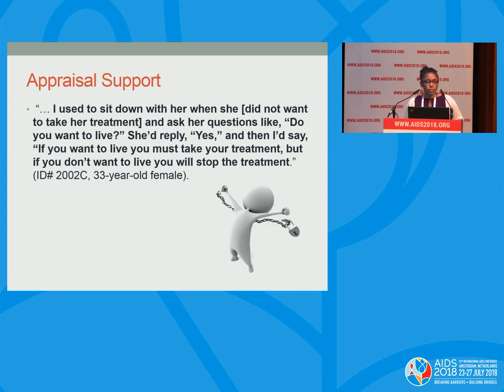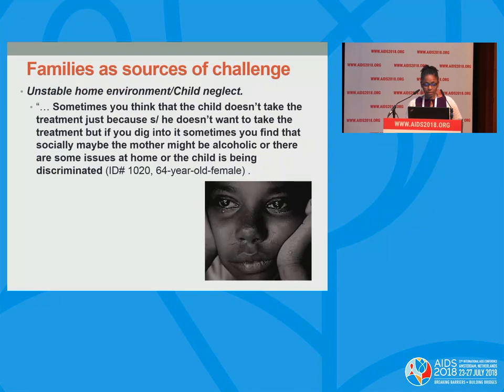Appraisal support, again, has to do with encouraging self-evaluation and reflection. And in this context, parents often talked about really reminding their youth of their autonomy, the decision that they have over their treatment. So one caregiver says, I used to sit down with her when she did not want to take her treatment and ask her questions like, do you want to live? And she replied, yes. And then I'd say, if you want to live, you must take your treatment. But if you don't want to live, you will stop the treatment. So even though she really wants her child to take the treatment, she reminded her that ultimately this is your decision, but your decision regarding your treatment has consequences.